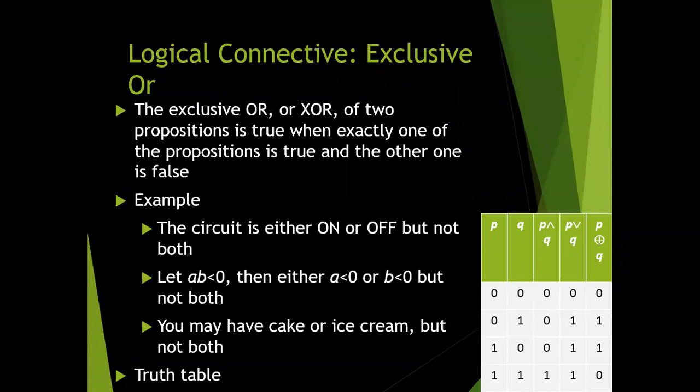P true, Q false: now the exclusive OR value will also be true because one is true and one is false. And the last one, 1 and 1: here both of the values are true, meaning we are not fulfilling the condition where one is true and the other is false. That's why the exclusive OR output will be false.